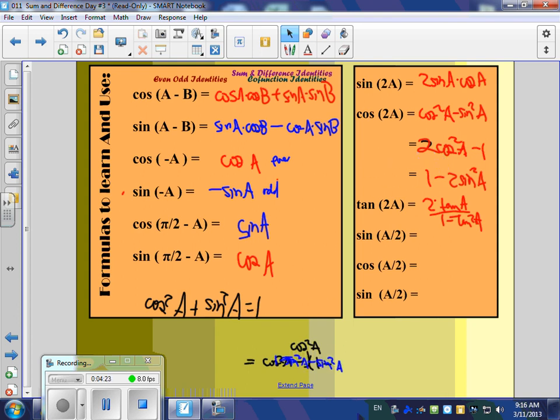Those are all the formulas. So those are all the formulas we have so far for sum and difference, cofunctions. Remember, we had the Pythagorean identities and the trig definitions from before, but these are the new ones that we developed last week.